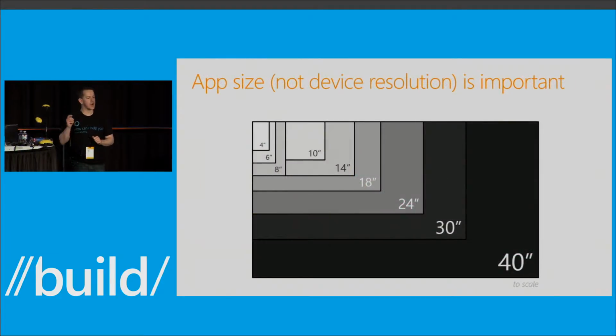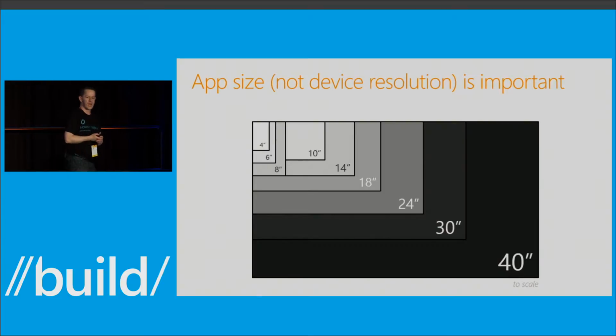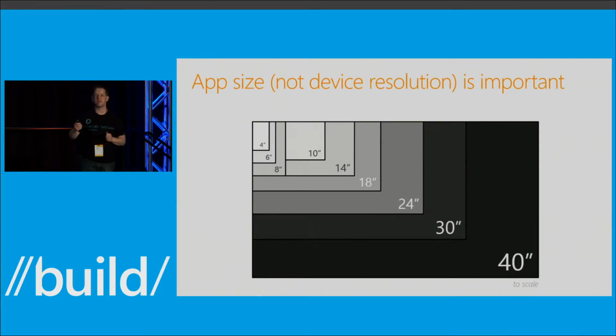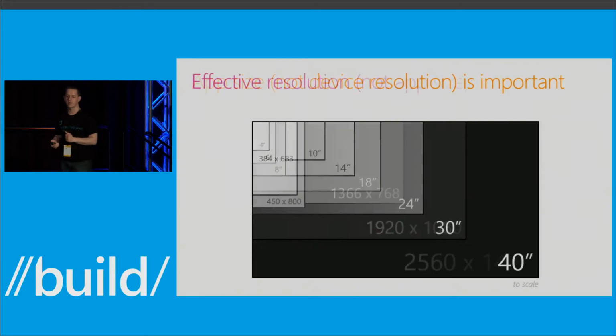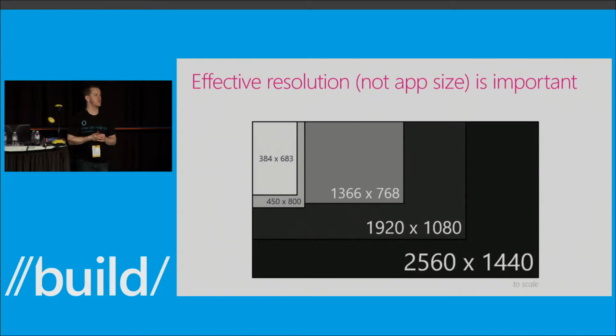And so now I'm going to correct something that I said earlier. I told you a little bit of a lie. I said that app size, not resolution, was most important. Well, now that we've learned about effective resolution, I can correct that mistake. And I can say that for layout purposes, the thing that matters most is effective resolution.